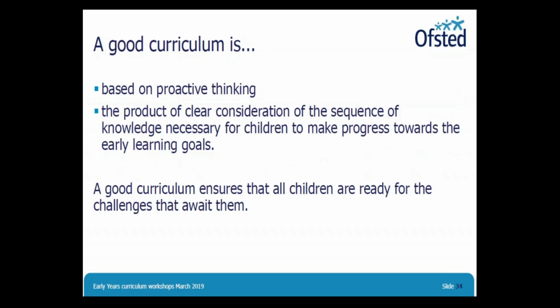Okay, and then there's a final one that we just wanted to point out. A good curriculum is based on proactive thinking, is the product of clear consideration of the sequence of knowledge necessary for children to make progress towards the early learning goals. And it ensures all children are ready for the challenges that await them. I think one of the key elements there is that proactive thinking, on the part of all the practitioners, and it's a team game when we're talking group-based provision, and from a childminder's perspective, their own. Why are we doing what we're doing? And also, importantly, as we go through today's sessions, what are the theoretical and research implications of why we're doing it in the first instance? Exactly. So what is our intent and what underpins that?